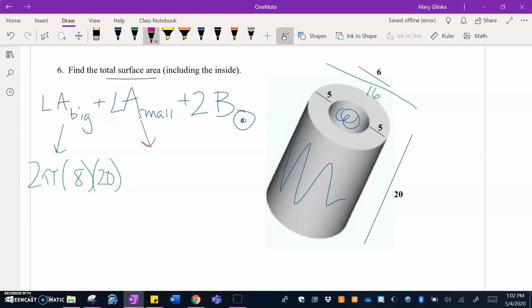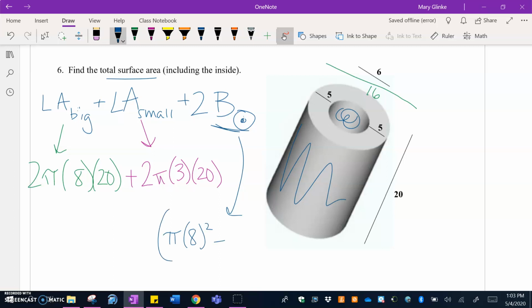Now my lateral area of the inside cylinder is going to be 2 pi r h. And the area of the bases, I'm going to show that work down here, is going to be pi r squared for the entire circle, but I have to subtract away the inner circle, which is pi r squared once again, but my radius is 3 for that one. After I calculate one of the bases, I'm going to say that there are 2 of those on my shape, the top part and the bottom part.